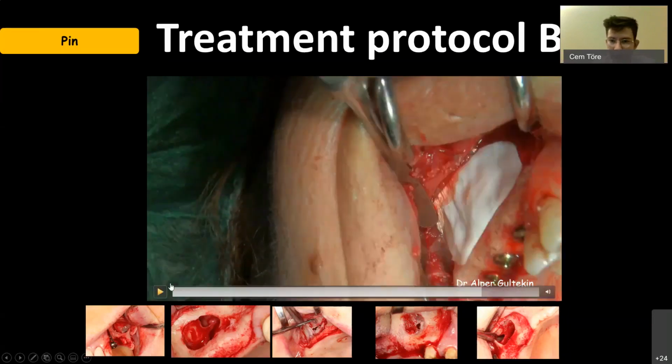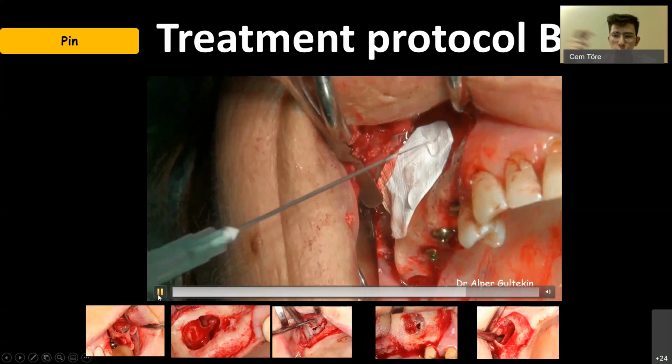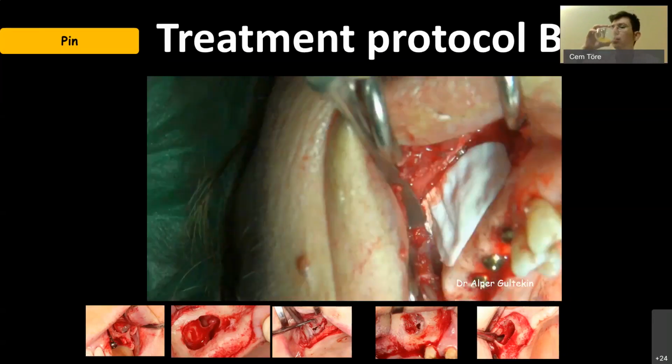And this is how non-cross-linked collagen membranes behave. You place them, you pull it in place, and then you wet it, and then it will adhere to the surface. It will stick.